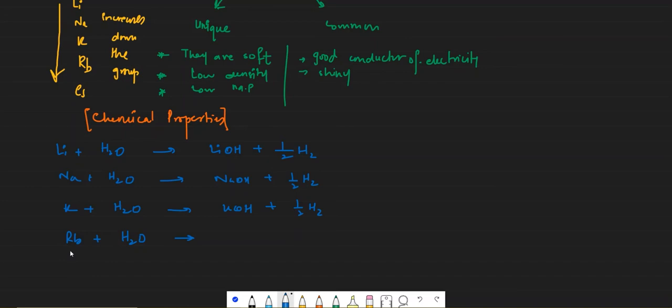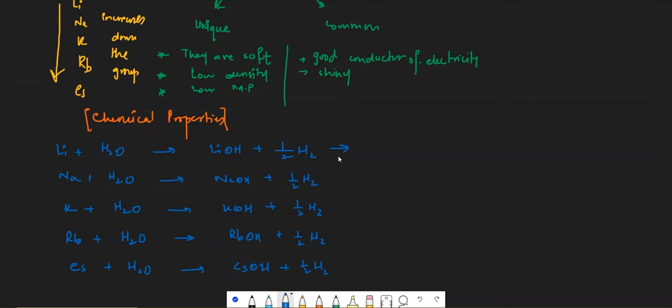The reaction of rubidium with water is going to be much more intense, or what you can say, violent, as compared to, let's say, lithium. So again, rubidium hydroxide will be formed along with half a mole of hydrogen, and then there is cesium left. It will react with water to form cesium hydroxide and half a mole of hydrogen.